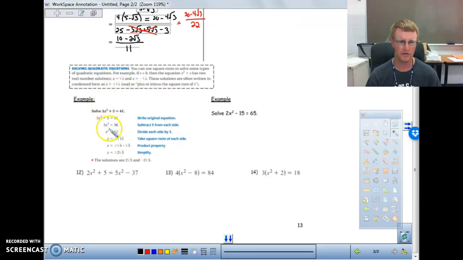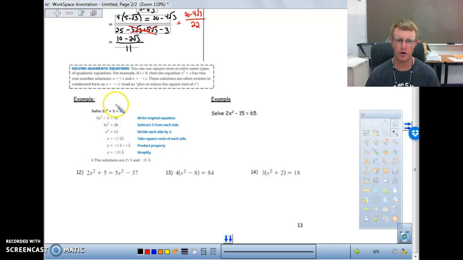But the idea of this is the only way that we can ever use square roots to solve an equation is if the squared term is the only variable that we have. We have to be able to get down to x squared or something squared, and that be the only thing left. Otherwise, we can't use square roots, and you'll see that in the examples that we do.